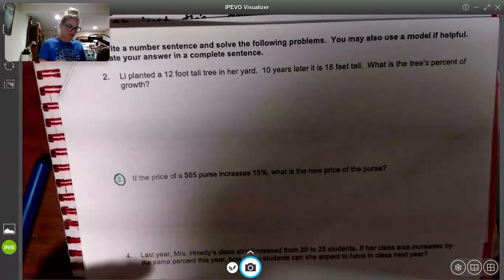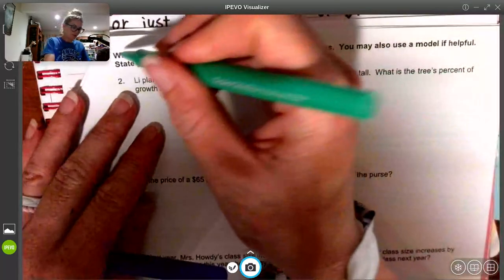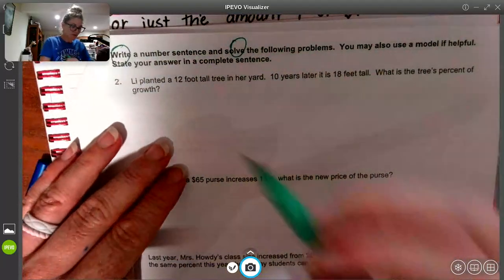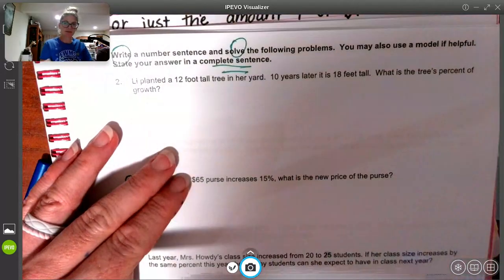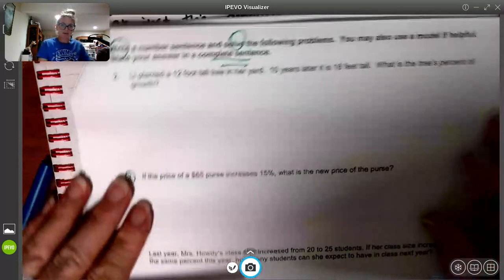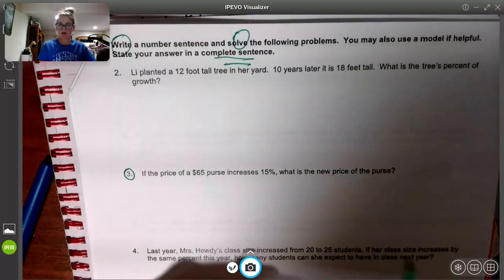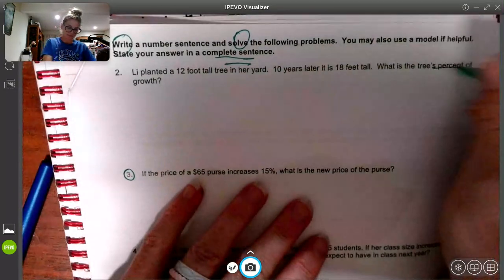Okay, so the directions say write a number sentence and solve the following problems. You may also use a model if helpful. State your answer in a complete sentence. So, Lee planted a 12-foot tall tree in her yard. 10 years later, it is 18 feet tall. What is the tree's percent of growth?